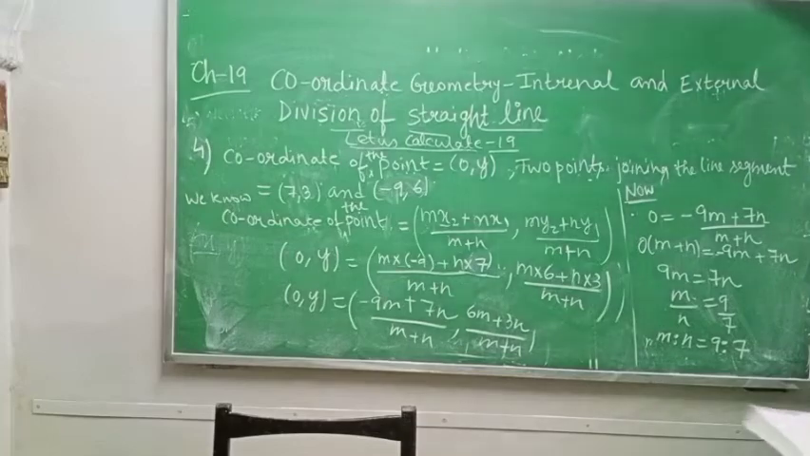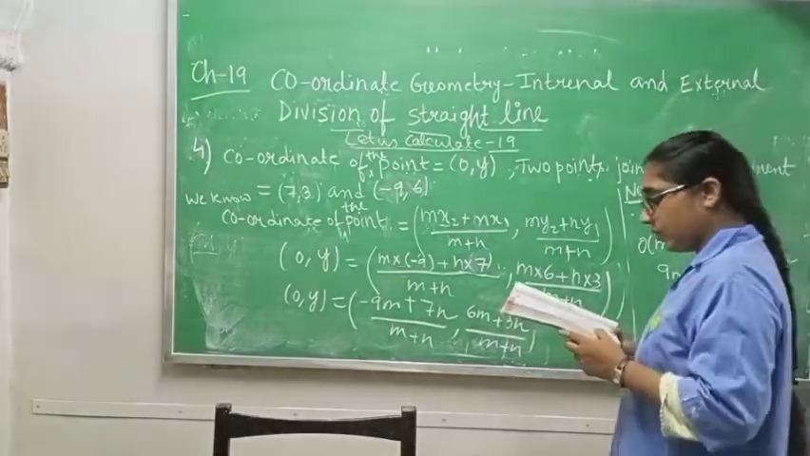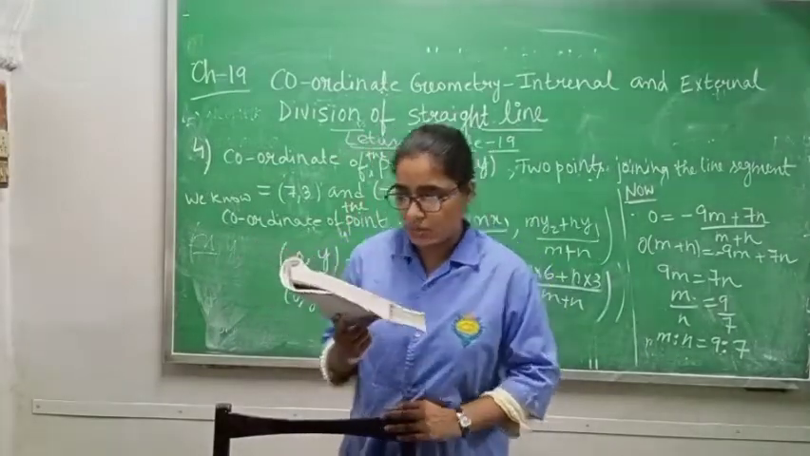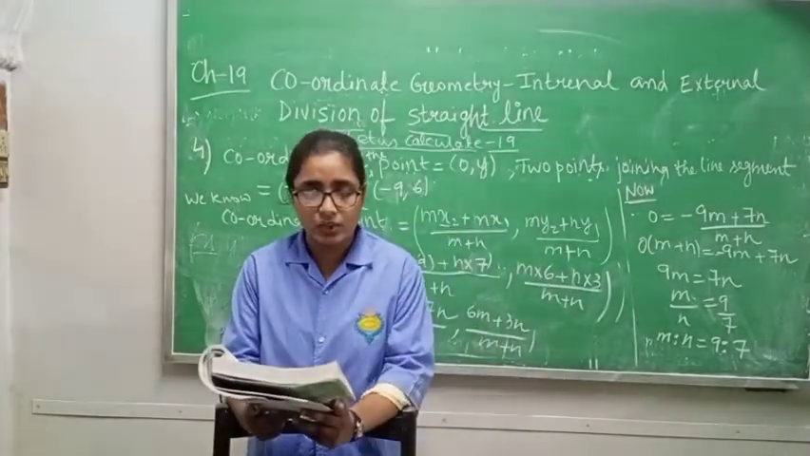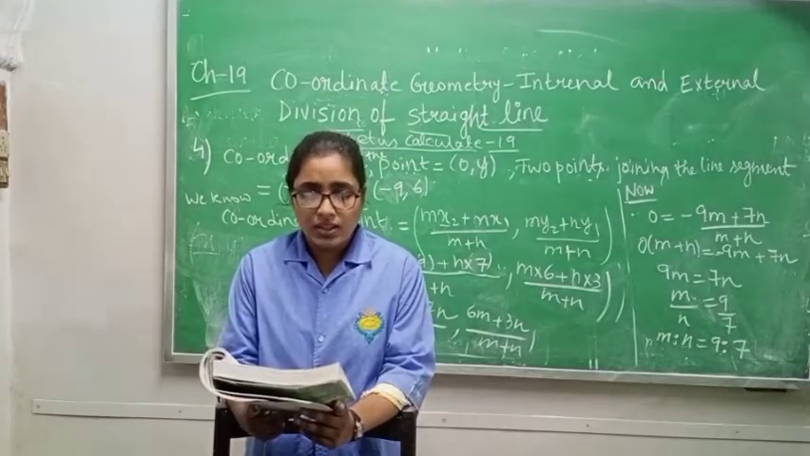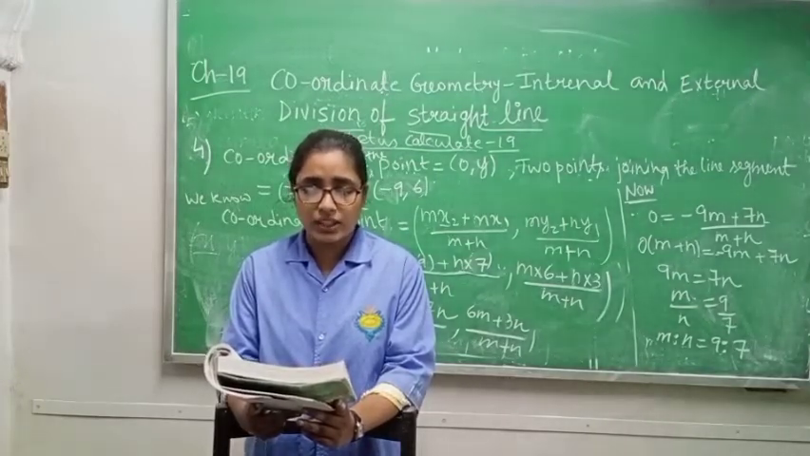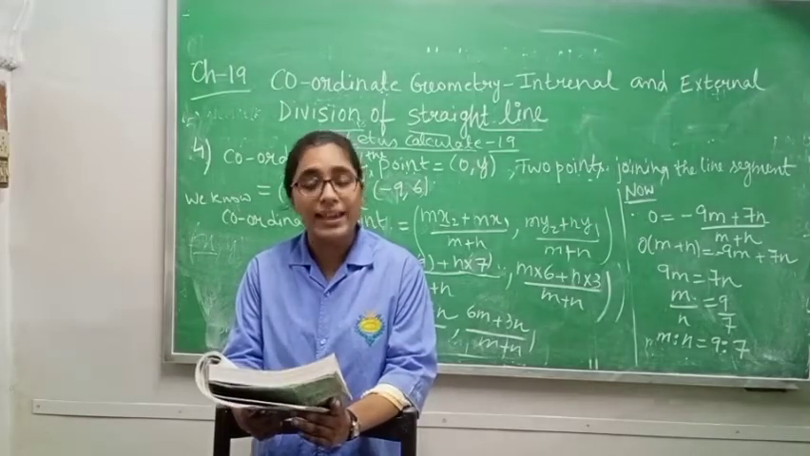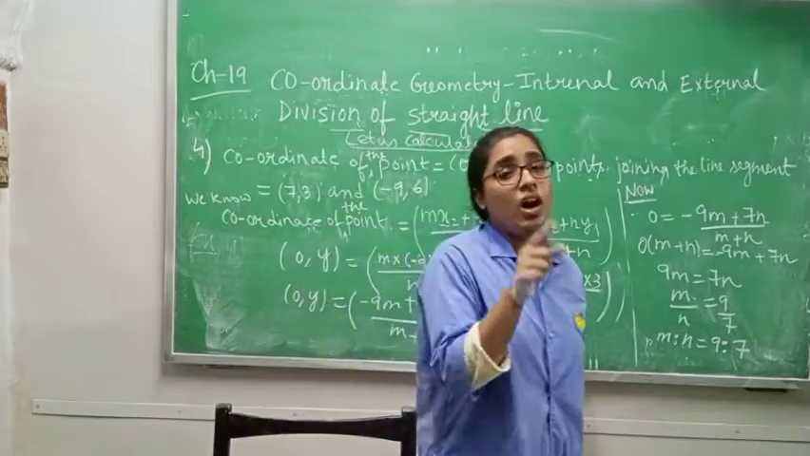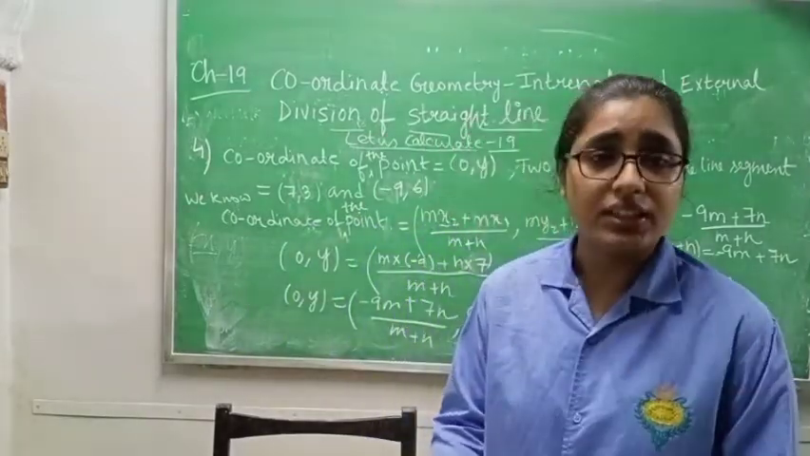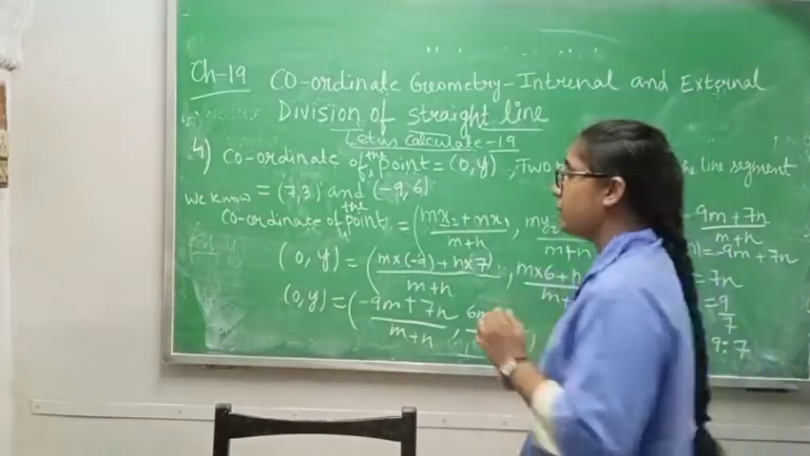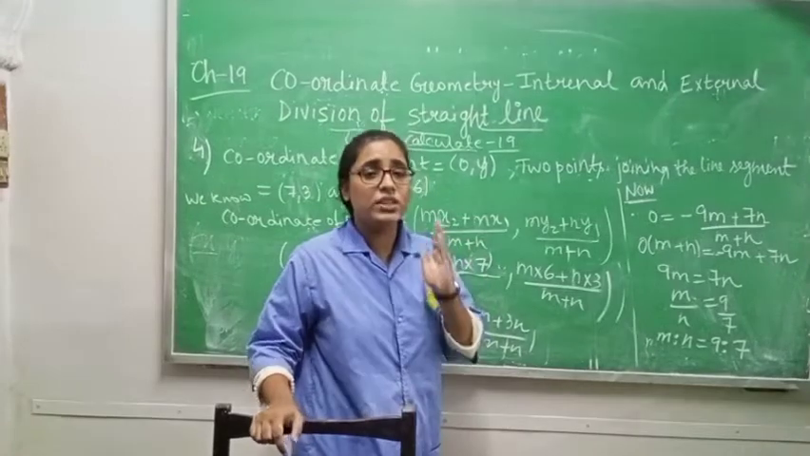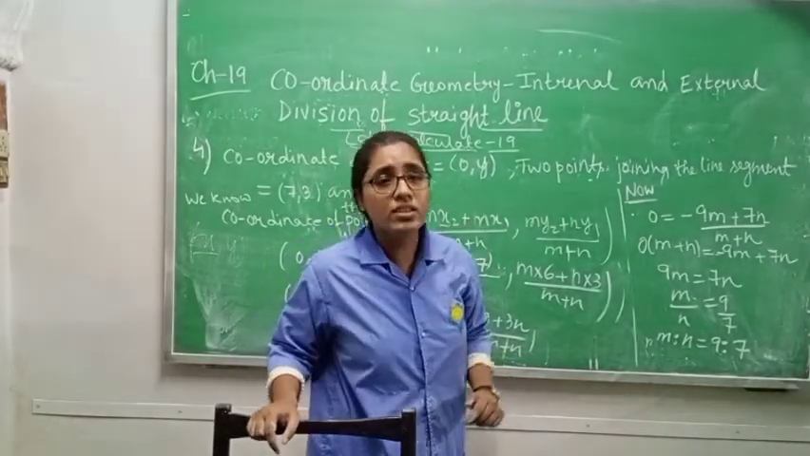Class 9, see question number 4. It is same as question number 3, but there are little bit different. So that is why I am explaining you this question. Question is, let us calculate in what ratio is the line segment joining the point 7, 3 and minus 9, 6 divided by the y-axis. It is divided by the y-axis. Whenever it is written divided by the y-axis, it means that coordinate of the point is 0, y. Means it is divided by y-axis, x will be 0.